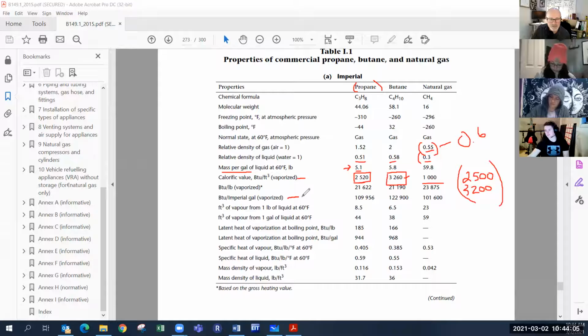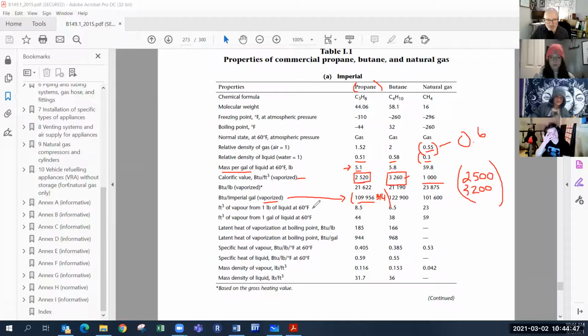Okay, we're going to talk a little bit more about this. So this is vaporized, meaning from a liquid to a vapor. And this number right here is BTUs. This is the one we want to be concerned about, propane liquid. That's how many BTUs I get out of 1 gallon of propane liquid. I can get 109,956 BTUs out of it. We'll talk more about that too. But that's the important number.